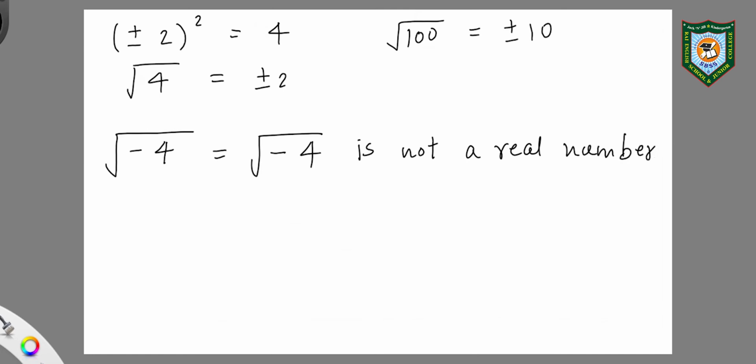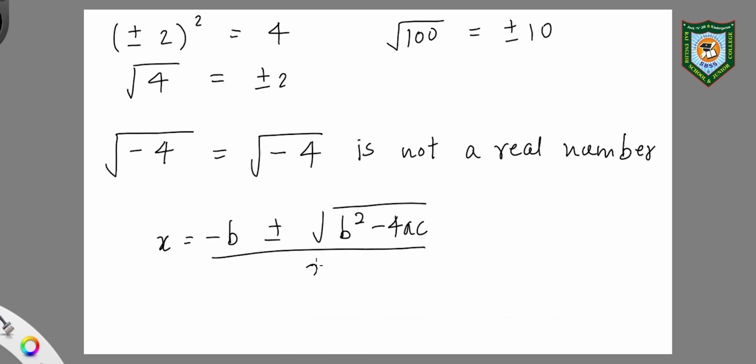Now we are going to see why this is relevant in our nature of the roots of a quadratic equation topic. So if we see our formula for solving a quadratic equation using the formula method, we have x is equal to minus b plus minus under root b square minus 4ac divided by 2a. So as we can see, I have an under root value over here.